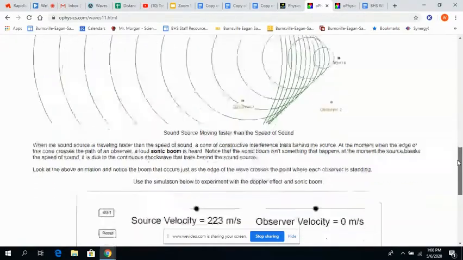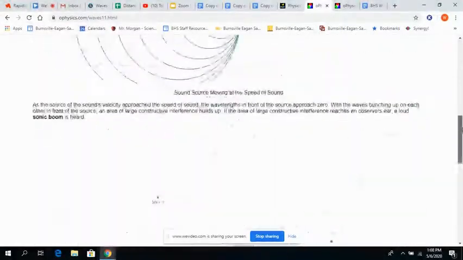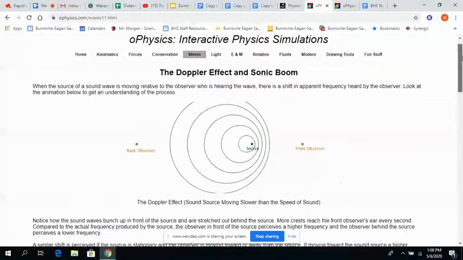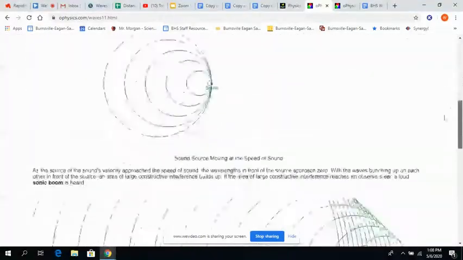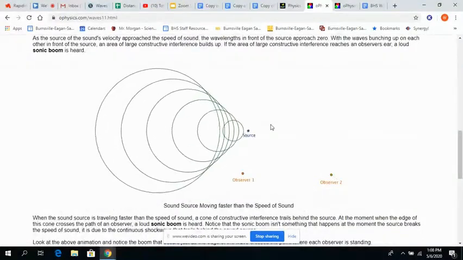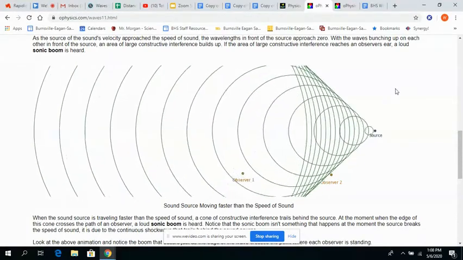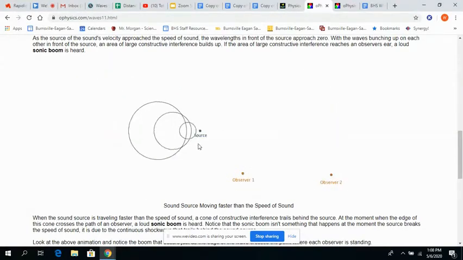Let me see if I can pause this. Is there a pause somewhere? I don't see a pause button. Let me see if I can just make it pause by clicking. Nope. But you can see this triangle of waves building up.